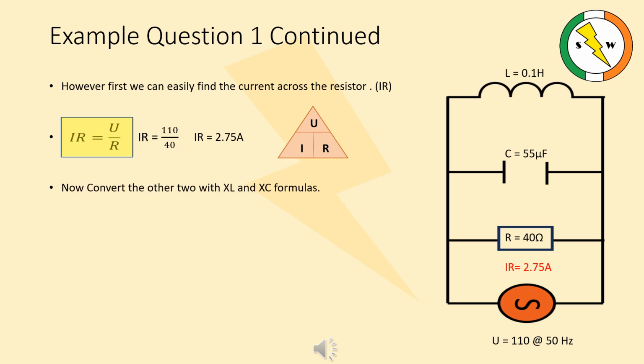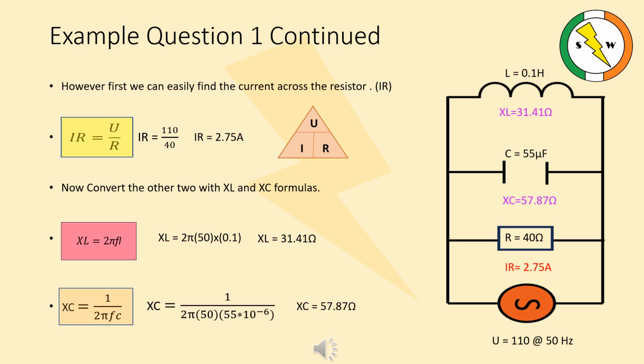Now convert the other two with XL and XC formulas. First, XL, because it is easier to do. XL equals 2 pi FL. XL equals 2 pi by 50 by 0.1. XL equals 31.41 ohms. Now XC. XC equals 1 over 2 pi by 50 multiplied by 55 by 10 to the power of minus 6. XC equals 57.87 ohms.